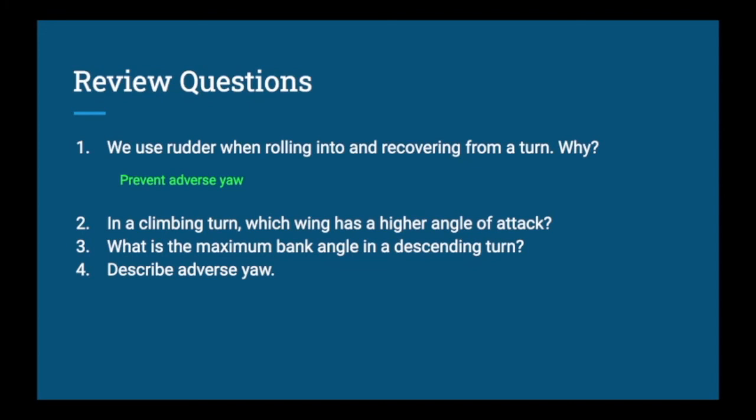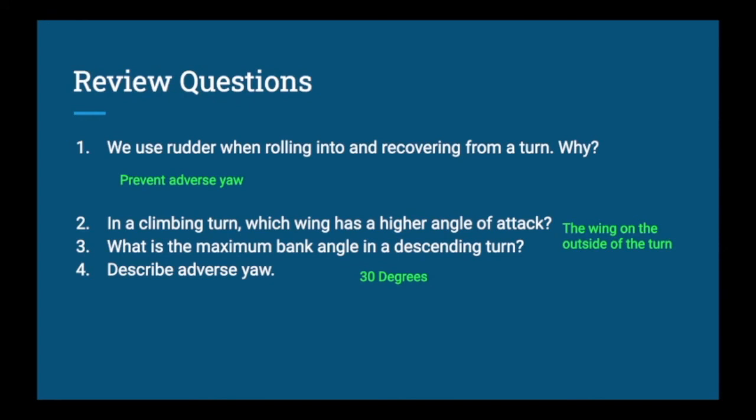Number two, in a climbing turn, which wing has a higher angle of attack? Well, if we're in a climbing turn, it's the wing on the outside of the turn, or the upgoing wing, same thing. Number three, what is the maximum bank angle in a descending turn? That would be 30 degrees in a descending turn, 15 degrees in a climbing turn.